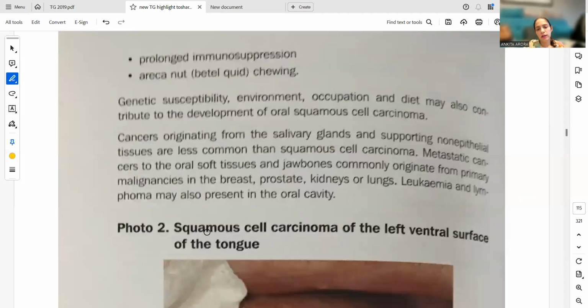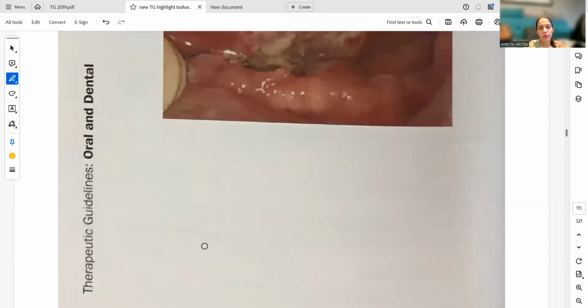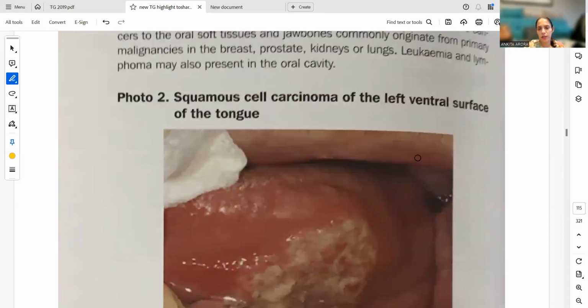Then these are some pictures of oral squamous cell carcinoma on the left ventral surface of the tongue.